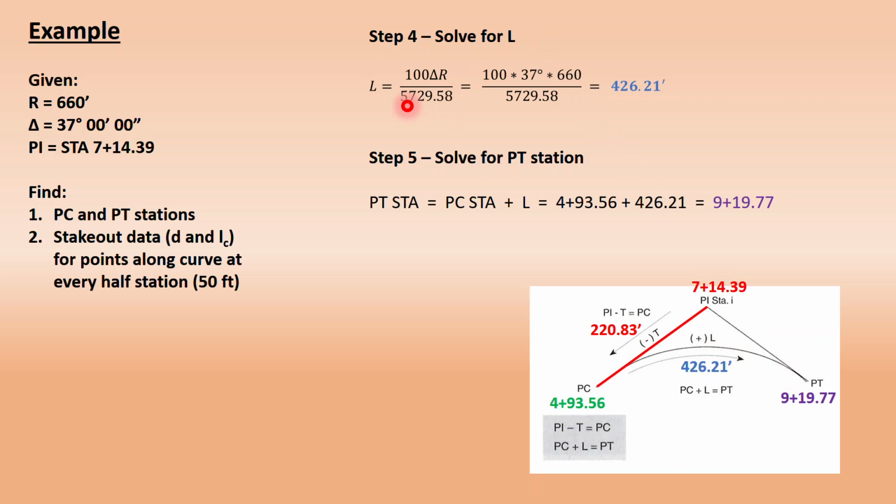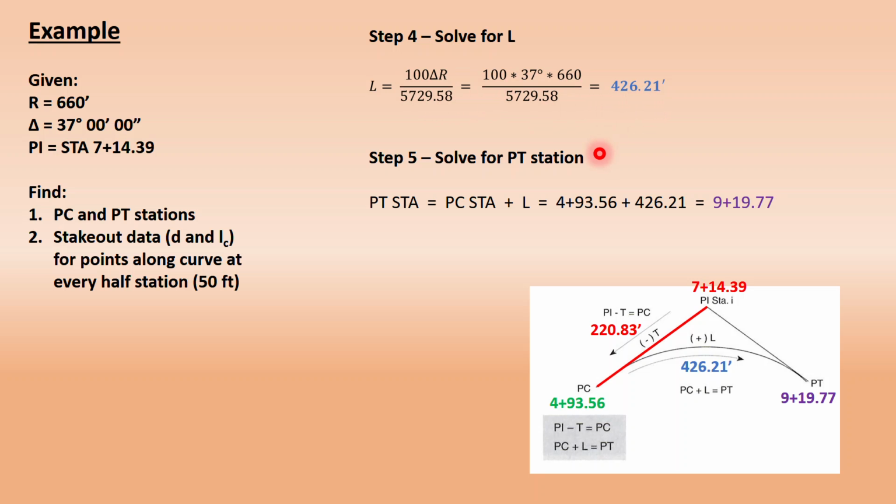Degree of curvature was what's the angle required to result in 100 arc distance along the circle out at your arc. So your degree of curvature is kind of a function of your radius, and that proportion resulted in this constant number. So these are just constants. L equals 100 times delta times radius divided by 5729.58. Or in this case, 100 times 37 degrees times 660 radius divided by our constant 5729.58, or an arc distance, total L, of 426.21 feet.